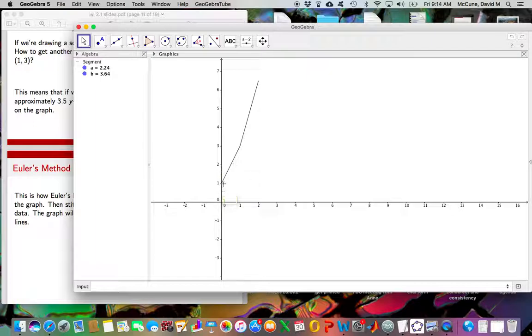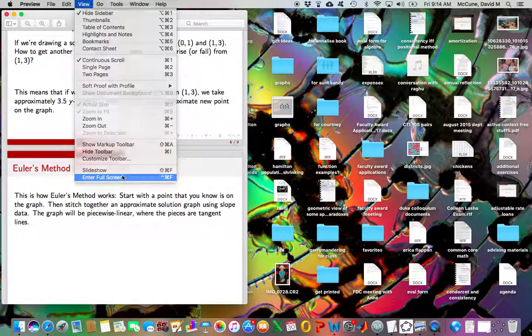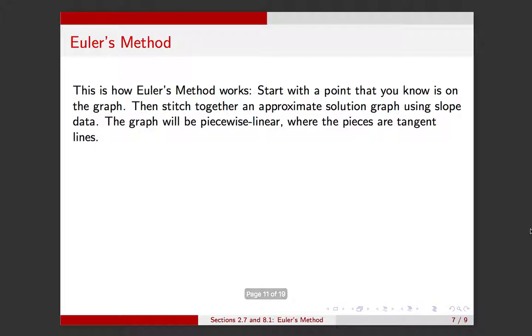So I have now an approximation of my solution curve on the interval 0, 2. And then I could keep going, right? I could keep going for as many x steps as I feel like. I could just keep piecing together these linear pieces, and I'll get an approximation of my solution curve.